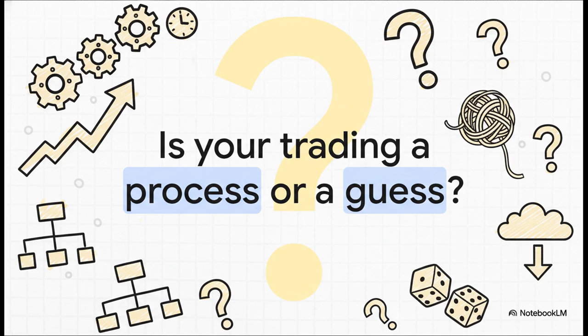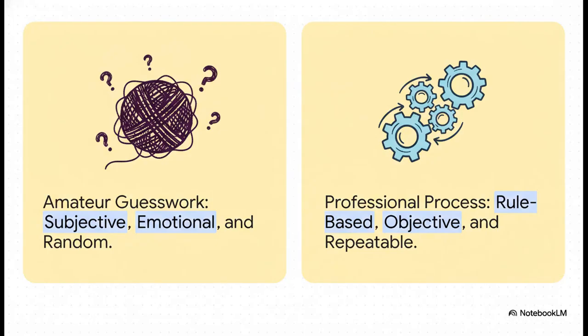Are your trading decisions based on a clear, repeatable process? Or are they kind of just guesswork, driven more by hope and feeling? The difference between these two is everything. Let's break it down. Look at the comparison here. On one side, you have amateur guesswork. It's subjective, it's emotional, and the results are totally random.